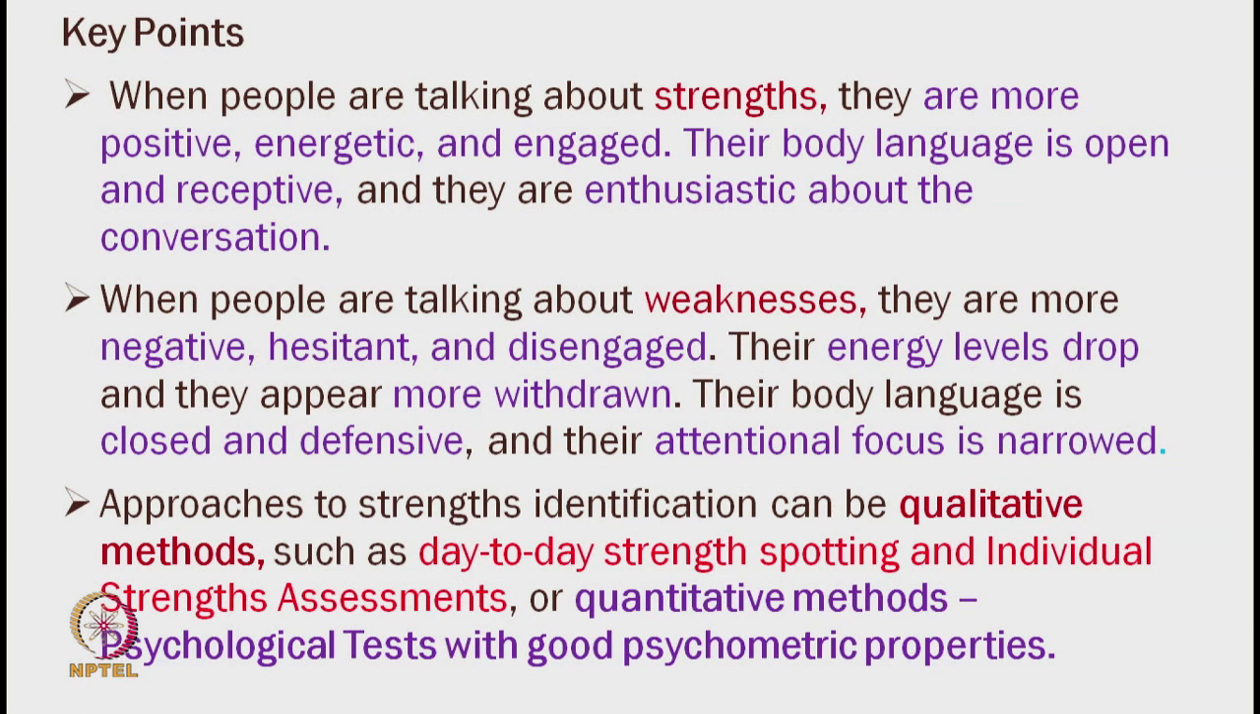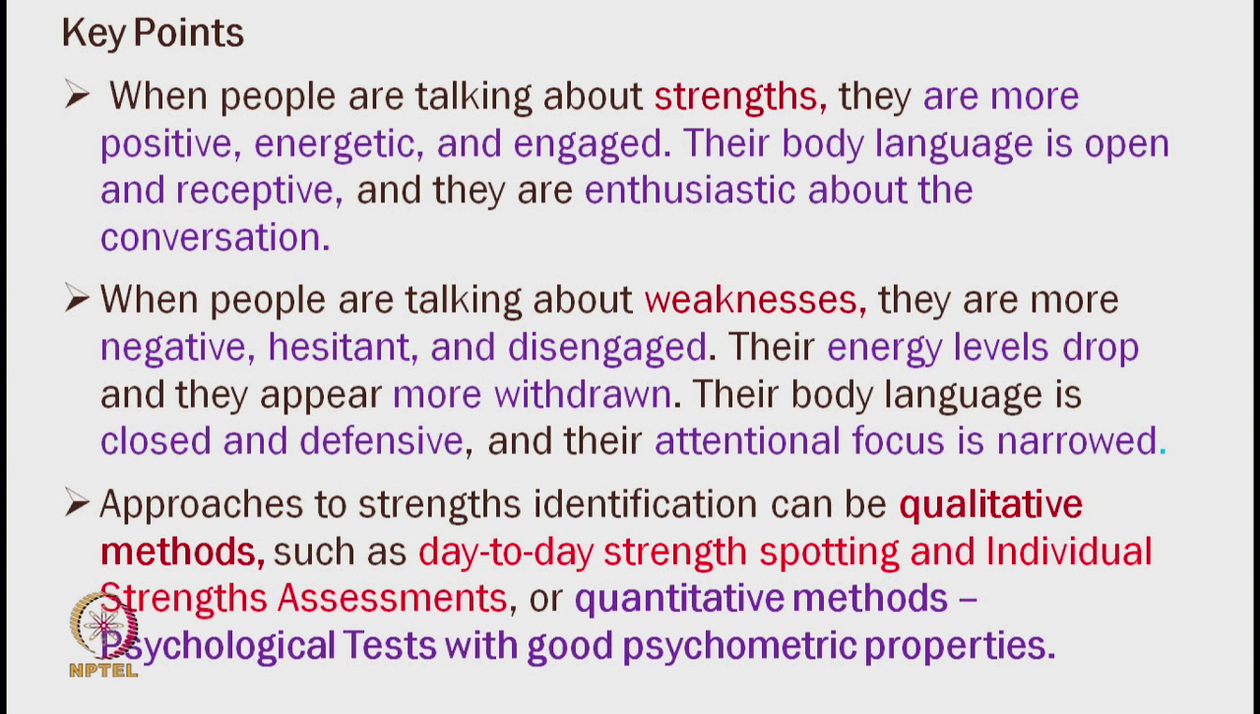Key points from this lesson: when people are talking about strengths, they are more positive, energetic and engaged, their body language is open and receptive, and they are enthusiastic about the conversation. On the other hand, when people are talking about weaknesses, they are more negative, hesitant and disengaged. Their energy levels drop and they appear more withdrawn. Their body language is closed and defensive, and their attention focus is narrowed.